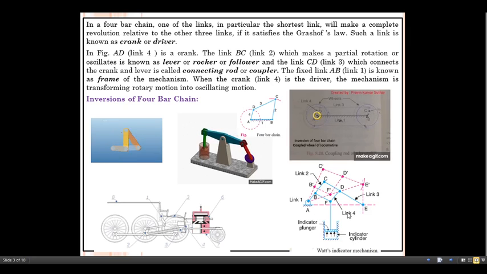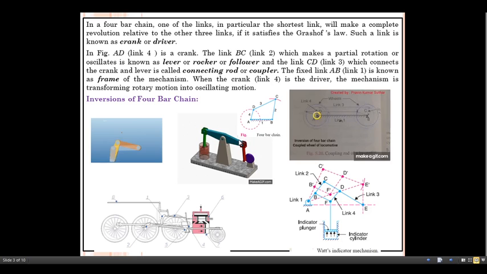The first one is the beam engine. In this case, a part of the mechanism of a beam engine, also known as the crank and lever mechanism, consists of four links. In this mechanism, when the crank rotates about the fixed center, if you just see here is the crank. This indicates the frame, link number 1. Link number 2 will act as the crank, link number 3 is here, and link number 4 will act as a lever.